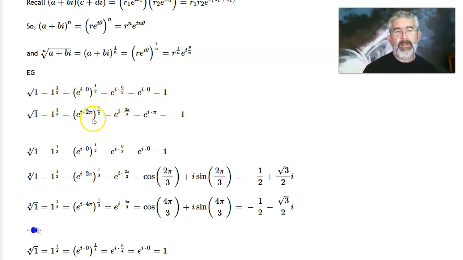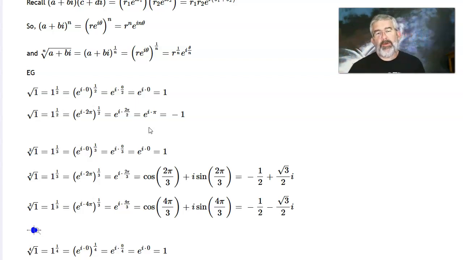But maybe this is worth the effort here, because I can also write 1 as e to the i2 pi. Now when I cut that exponent in half, because I'm raising the whole thing to the half power, I get e to the i pi as my exponent. Well, e to the i pi is over there on the negative axis. It's minus 1. So I can generate both square roots of 1 by just writing 1 in two different forms of the exponential version of the complex number.